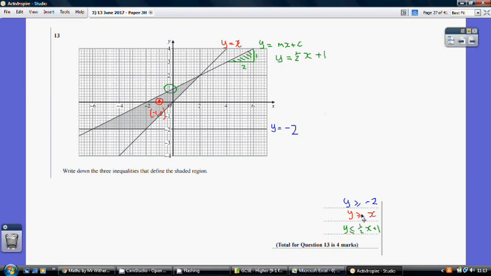So for these second and third ones, just choose a point inside the region and double check that it holds. So for example, the point -2, -1. Is it true that the y value is greater than the x value? Yes, it is. And then equally, is it true that y is less than a half of the x value plus 1? Yes, it is.